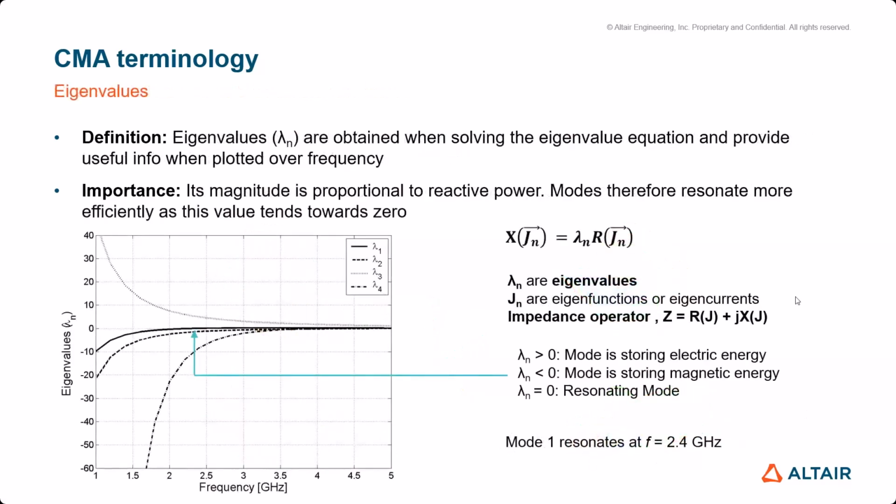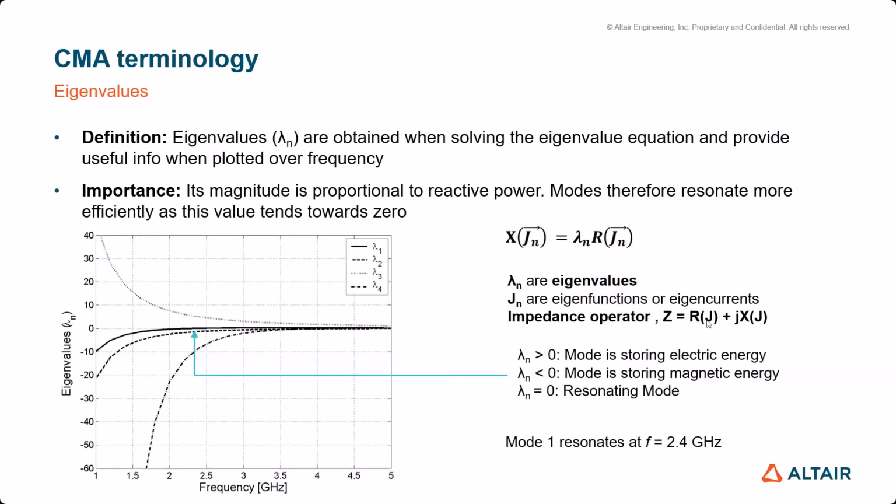The eigenvalues are obtained again by solving that eigenvalue equation, and they provide some useful information specifically when we plot them over frequency. The magnitude of the eigenvalue is proportional to the reactive power, in this case, the magnitude of the real part. So the modes would resonate more effectively if this value tends towards 0.